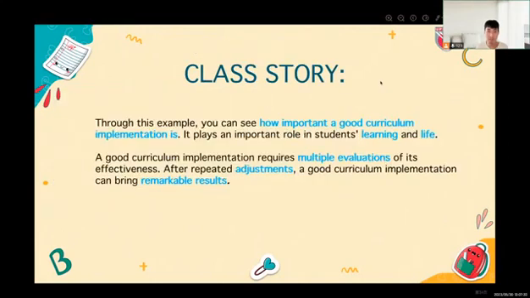So through this example, you can see how important a good curriculum implementation is. It plays an important role in students' learning and life. So a good curriculum implementation requires multiple evaluations of its effectiveness. After repeated judgment, a good curriculum implementation can bring remarkable results.